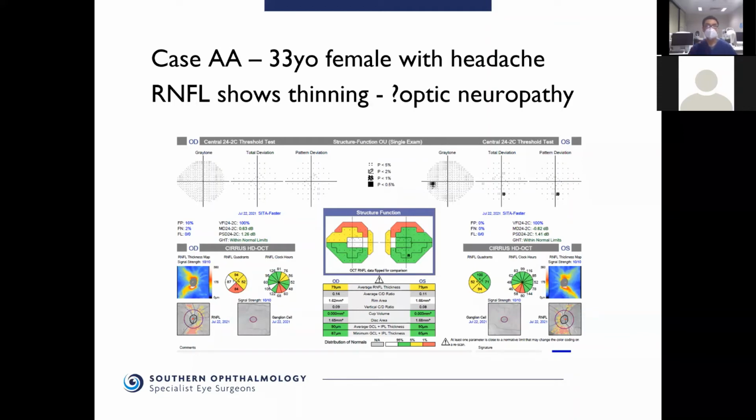OCT shows some thinning of the disc. The question is, is this optic neuropathy? So we did fields; they are fine. OCT of the disc shows possible thinning, significant thinning on the right and borderline thinning on the left, with a couple of segments that show significant thinning.